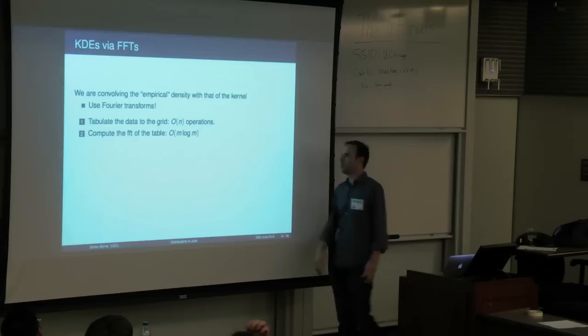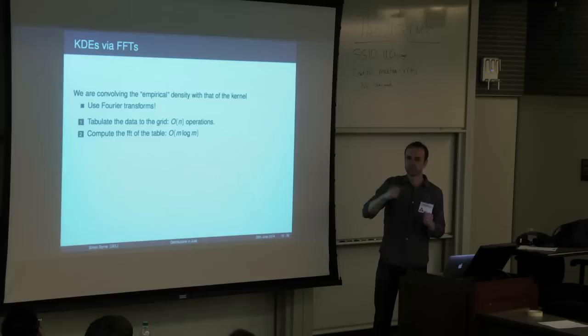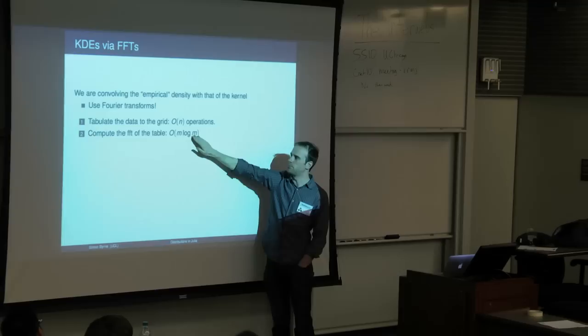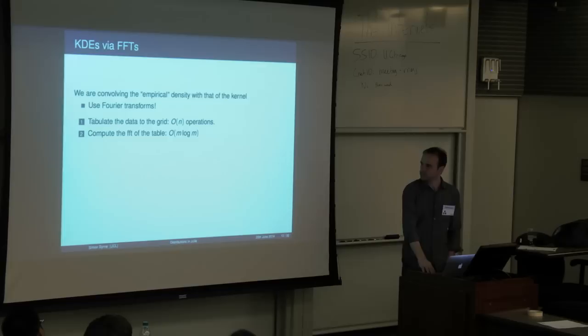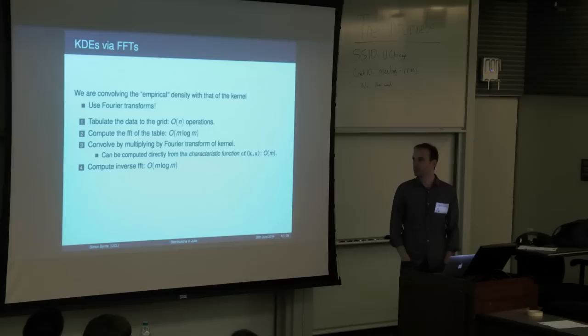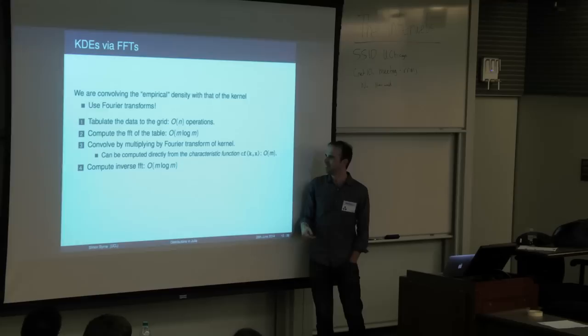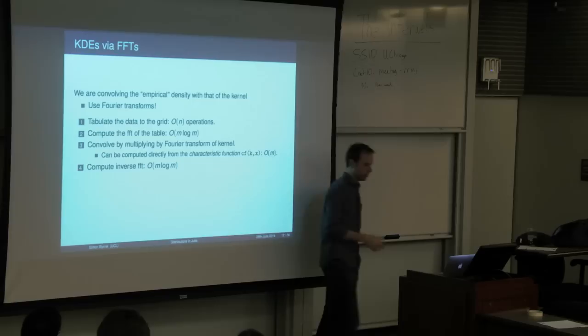So a somewhat more efficient way is that you tabulate the data to the grid, which takes n operations: it's an order one operation to tabulate a single data point. Then you compute the FFT, the Fourier transform, of the tabulated data, and then we can convolve by the Fourier transform of the kernel. But we don't actually need to compute that Fourier transform because we have that already as part of the distribution package. This is the characteristic function of the probability distribution, which handily is just called CF. That just requires order M operations, and then we do the inverse FFT, which gives us M operations. So it's a somewhat more efficient way of doing it.